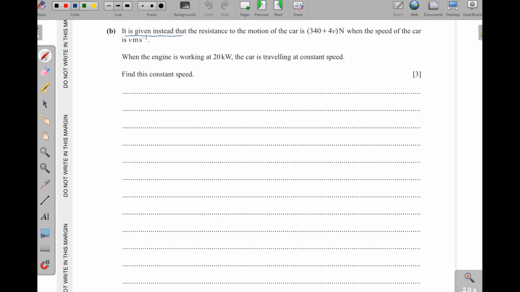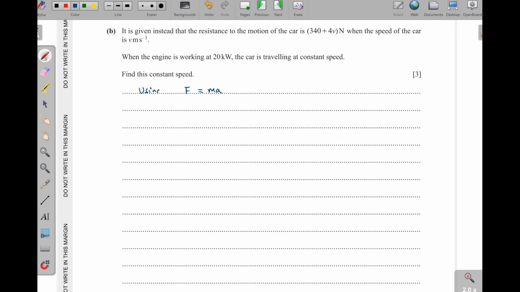Part B, it is given instead that the resistance to the motion of the car is 340 plus 4V newtons, when the speed of the car is V meters per second. When the engine is working at 20 kilowatts, the car is traveling at constant speed. That means acceleration is equal to what? 0.